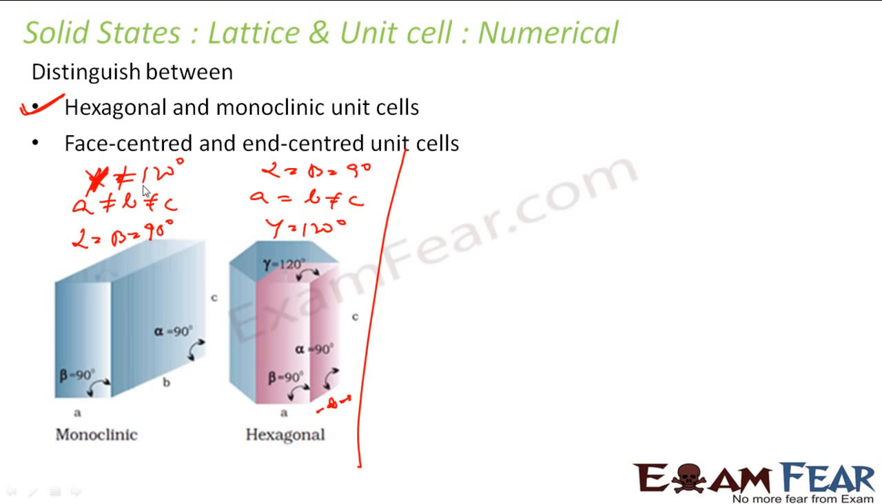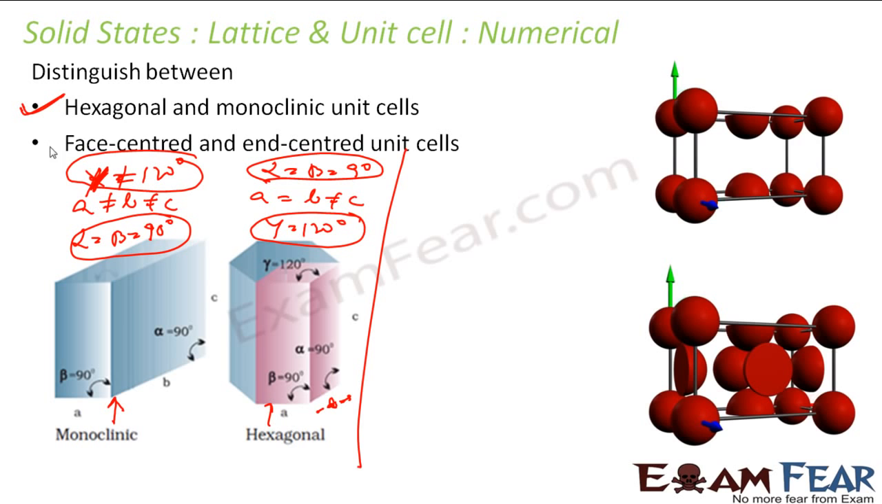So if you see, in both cases, alpha and beta angles are 90 degrees. Right? In this case, gamma is equal to 120 degrees. In this case, we see that gamma can be anything but not 120 degrees. Correct? And what about the sides? In monoclinic, all the sides are unequal. In hexagonal, 2 sides are equal.